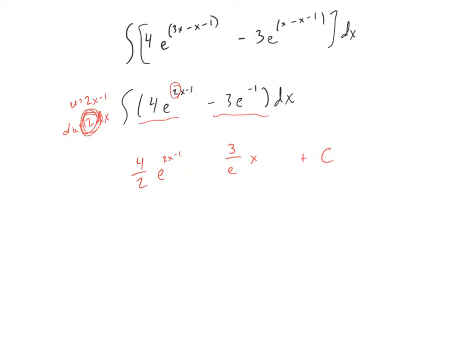So if you can sometimes see that coming ahead of time, then you can make that jump if you're comfortable, if you get it correct. If you find that you're making more mistakes, that's not a good idea. When in doubt, show that full substitution. Okay, so then we'll finish this one off by writing our answer. 2e to the 2x minus 1 minus 3 over e times x plus a constant c.